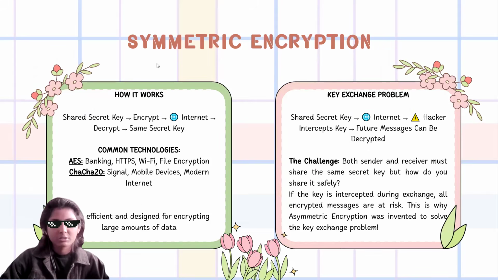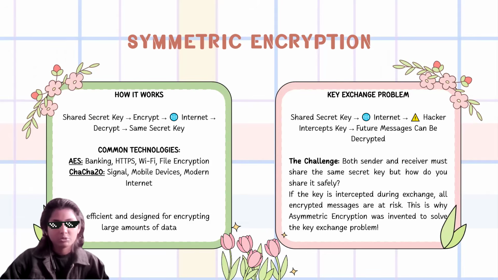Starting with symmetric encryption, it uses one shared key. That means the same key encrypts the data and decrypts it. Think of it like a locker. Both you and your friend have identical keys. One person locks the locker and the other unlocks it using the same key. Because only one key is involved, the encryption process is simple, straightforward, and extremely fast.